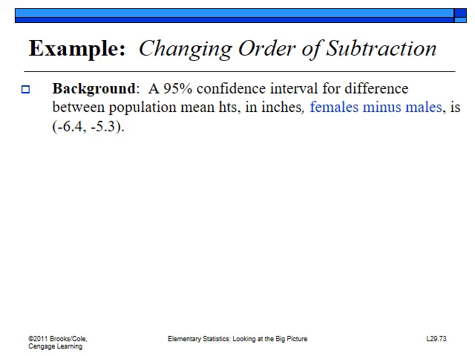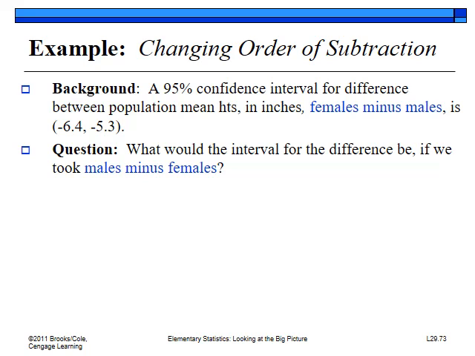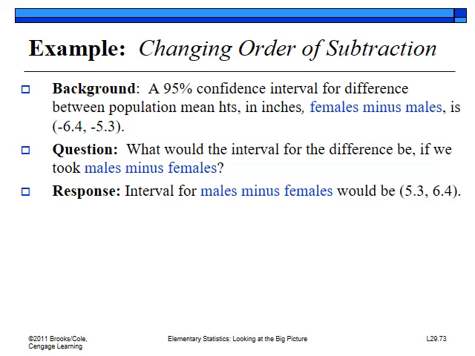If we change the order of subtraction, if instead of doing females minus males, we did males minus females, what would that change? Well, remember, that only changes the signs. Our confidence interval would be the corresponding confidence interval we'd get by changing the signs. Notice 5.3 is smaller now, so it goes on the left.